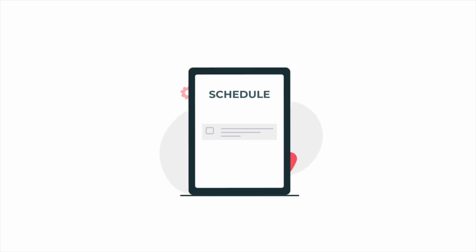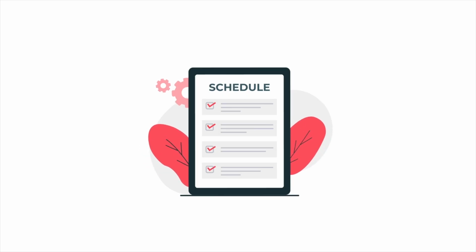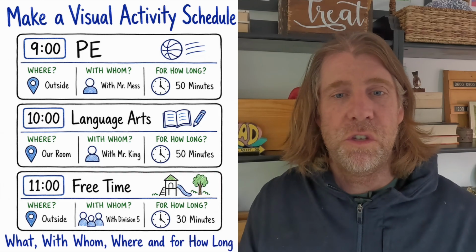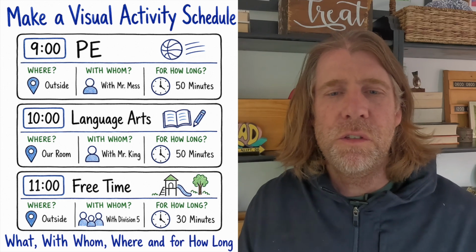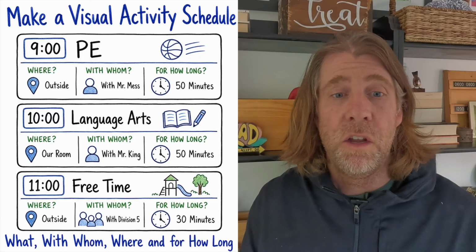Visual activity schedules fit here as well. Whether it's a simple agenda on the board or a visual schedule with pictures, students who know what's happening now and what comes next are more likely to stay engaged. A good visual activity schedule tells you not only what you're doing, but includes important information like who you're doing it with, for how long, or where.